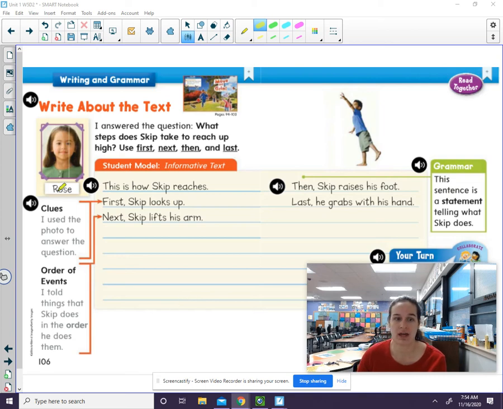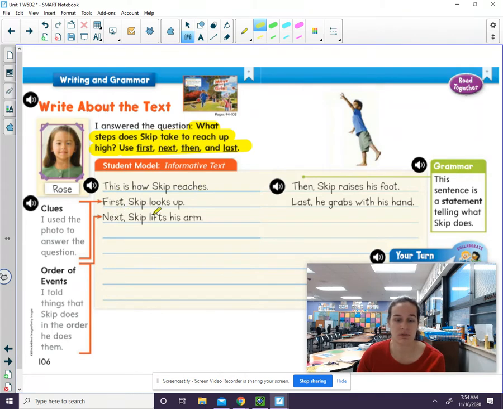We are going to look at Rose's writing today. Her prompt said, what steps does Skip take to reach up high? Use first, next, then, and last. So let's go ahead and read Rose's writing. This is how Skip reaches.